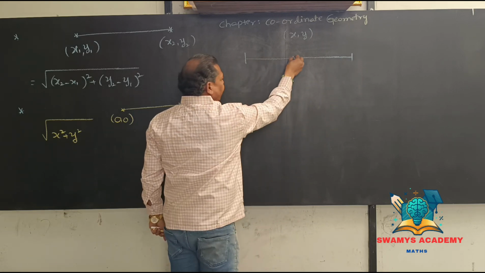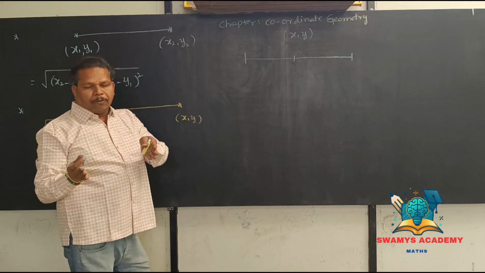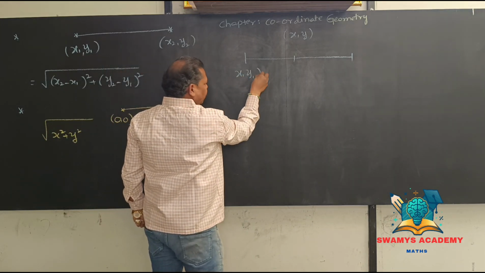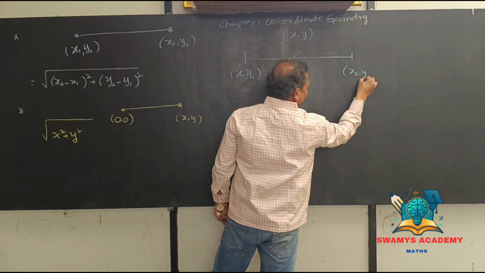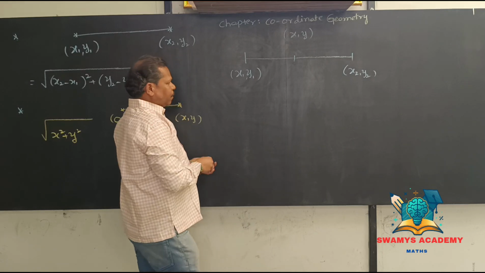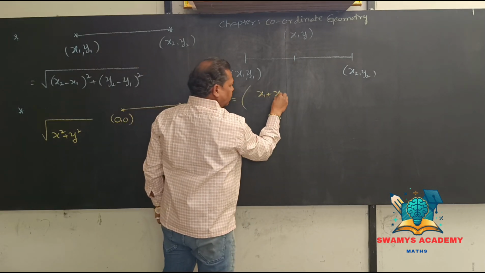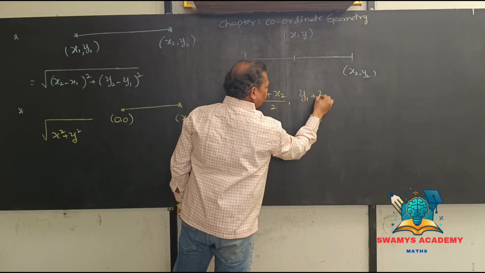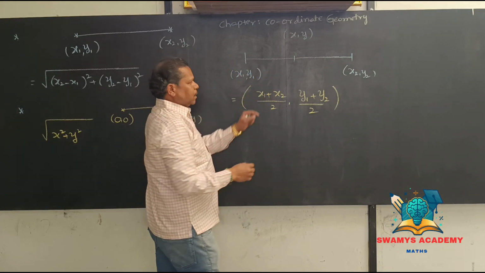is to find the midpoint. Midpoint means dividing into two equal parts. Generally, one coordinate is x1 comma y1 and another coordinate is x2 comma y2. To find these coordinates, a formula is used. What is the formula? x1 plus x2 by 2, y1 plus y2 by 2. This is the formula to find the midpoint.